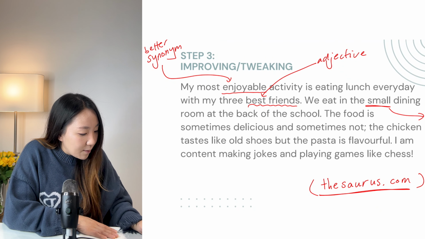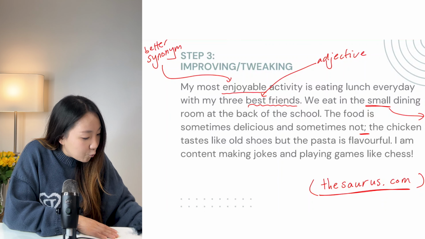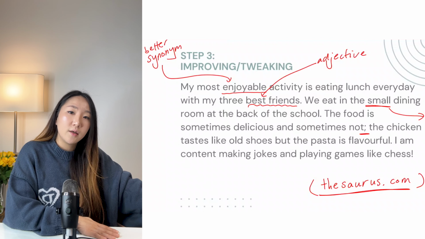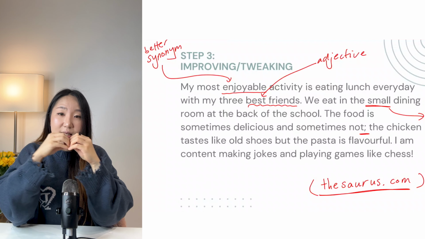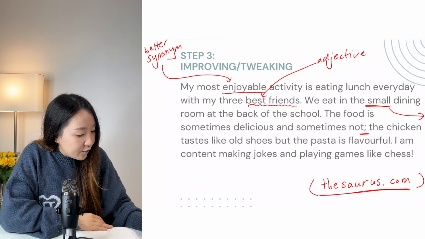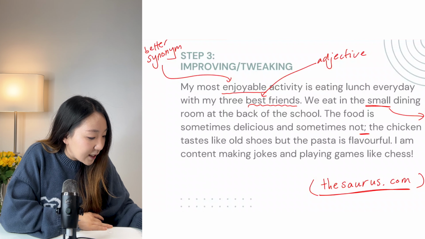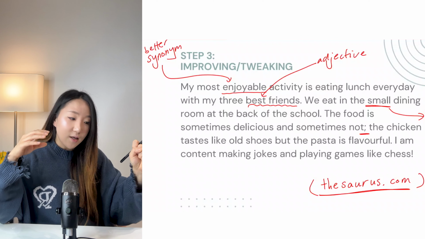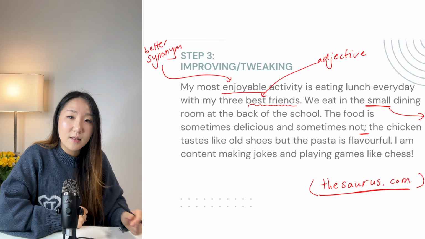The food is sometimes delicious and sometimes not. You can see here now we use a semicolon. Remember what I said about semicolon. It is when you have 2 sentences that are friends, they're sisters, they're related. Then we use the semicolon. The food is sometimes delicious and sometimes not. The chicken tastes like da da da da da. Chicken is the same subject as the food. We're talking about the same thing. In that case, semicolon.